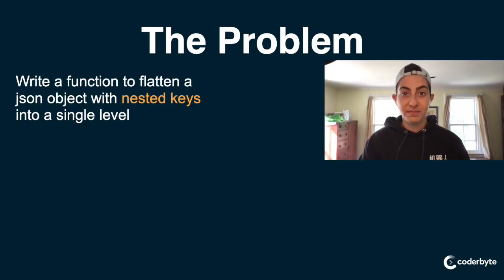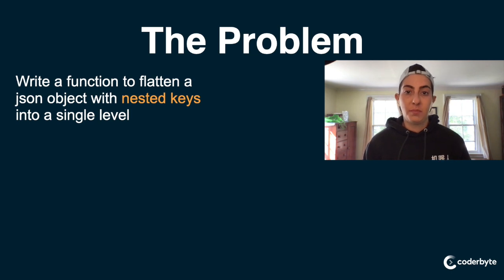This week's problem: write a function to flatten a JSON object with nested keys into a single level. Okay, so this is pretty simple right off the bat. I think we've all seen JSON and how it can have deeply nested properties, where there are objects inside the object, arrays, etc., and it can go kind of endlessly deeply nested. So this is a pretty common thing in normalizing data or pulling out all of those fields.